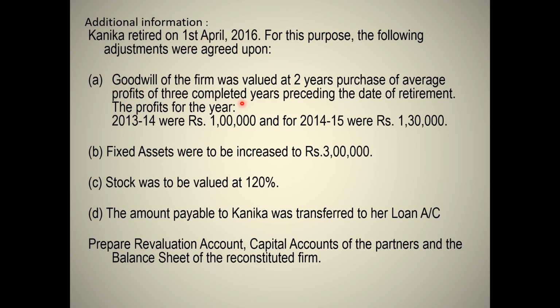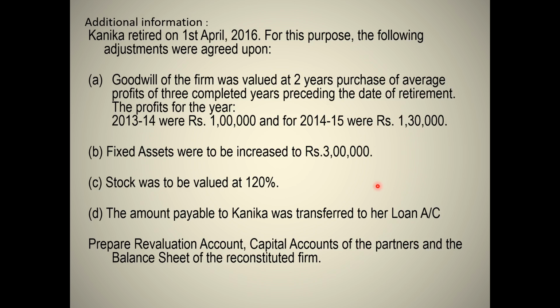First term: goodwill is to be valued at 2 years' purchase of the average profit of the 3 completed years preceding the date of retirement. Here, profit for the year 2013-14 is 1 lakh, profit for the year 2014-15 is 1 lakh 30,000, and profit for the year 2015-16 is not provided in the adjustments.